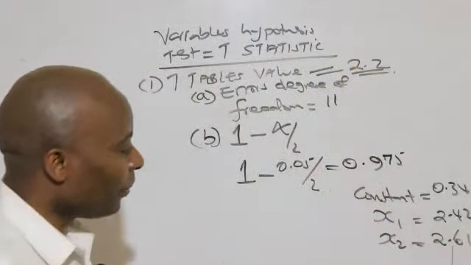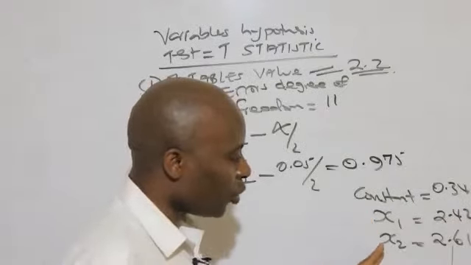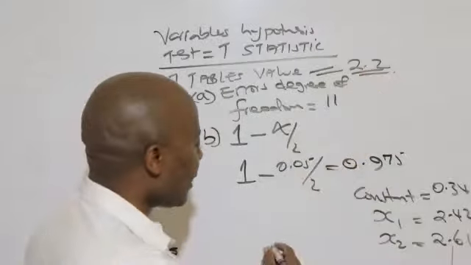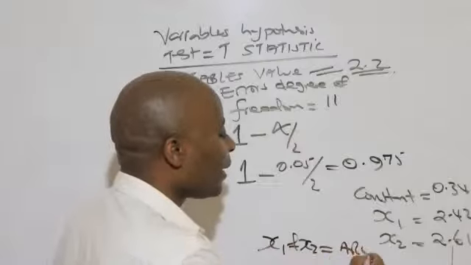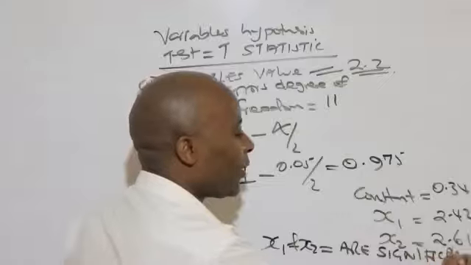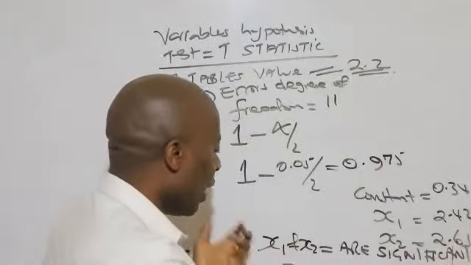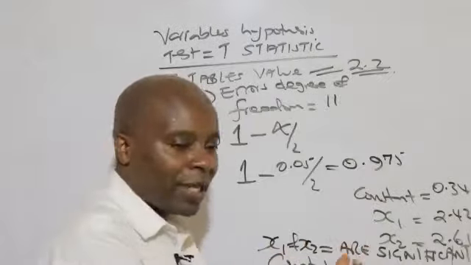So, ladies and gentlemen, in this case here, I can see that the x1 and x2 figures are more than 2.2. So meaning that x1 and x2 are what here? They are significant. x1 and x2 are significant, whereas the constant that we have here is not significant enough.